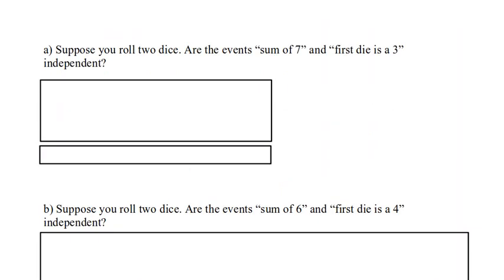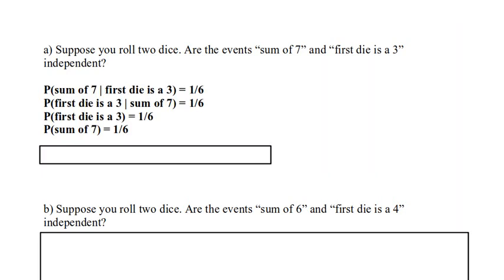Suppose you roll 2 die. Are the events a sum of 7 and the first die is a 3 independent? So we're going to compute all of those probabilities. The sum of 7, given that the first die is a 3: we're only looking at that 3 row, and we see that that happens 1 time out of 6. And then for thoroughness, we can ask, what's the probability that the first die is a 3, given that the sum is 7? Now our restricted sample space is that diagonal where the sum is 7, and we see that the first die is a 3 1/6 of the time.